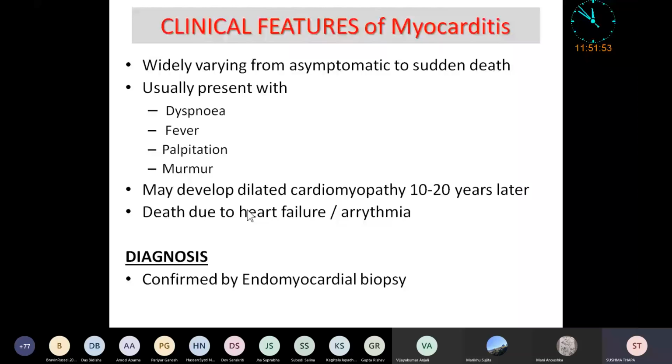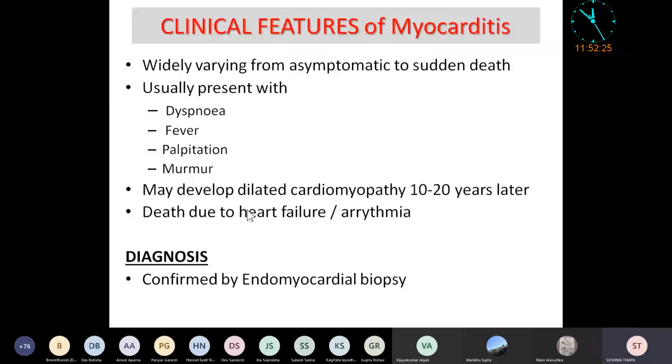Now, clinically, how do they present? The patient with myocarditis does not have ischemic heart disease, but there is inflammation of the myocardium, and no valve involvement. So how will the patient present? Clinically, there is a wide variation in signs and symptoms. The patient may be asymptomatic, or there may be sudden death.